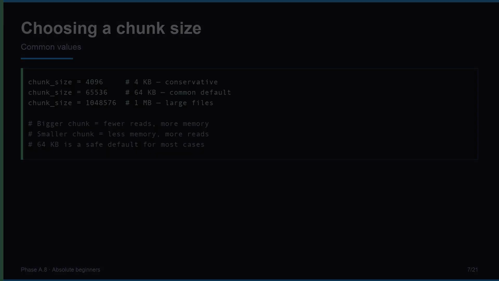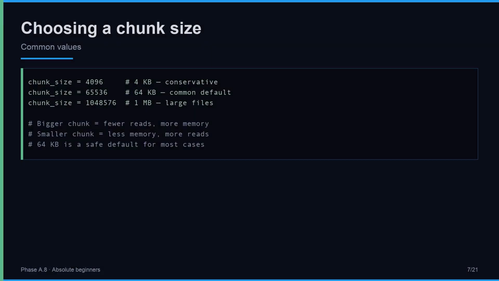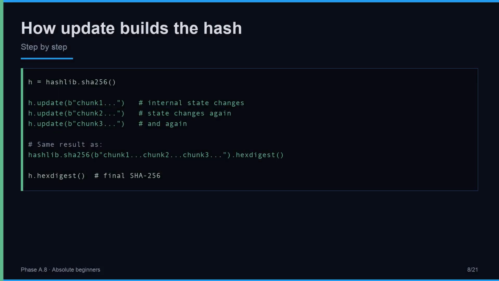What chunk size should you use? Common values: 4 KB is conservative, small memory, more reads. 64 KB is a common default, a good balance. 1 MB is good for very large files, fewer reads, slightly more memory. The trade-off is simple: bigger chunks mean fewer disk reads but more memory per chunk. 64 KB is a safe default for almost any file you will hash on a laptop.